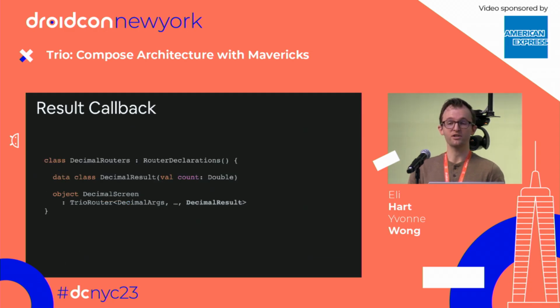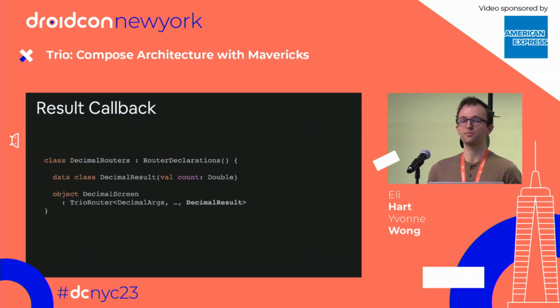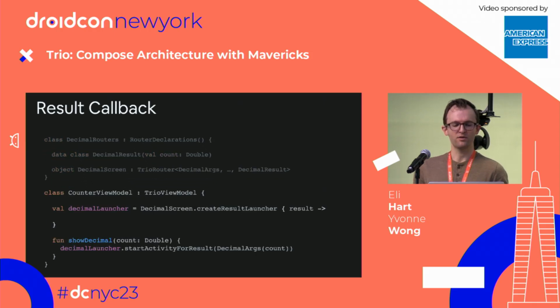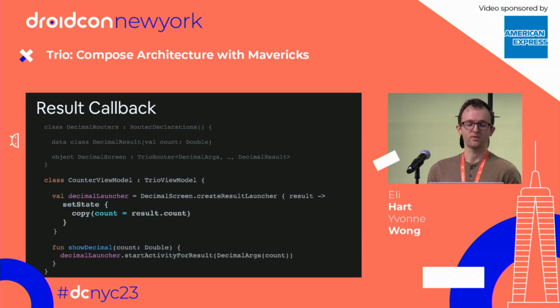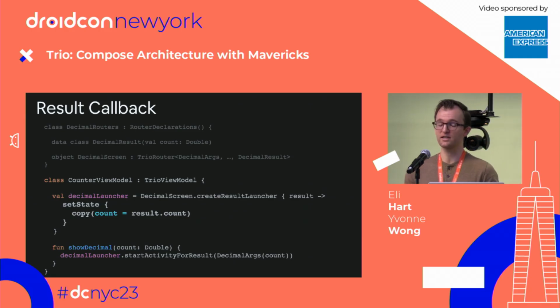We can also start activities for a result by defining a result type on the router. In the view model, we create a launcher property which is used to start the new activity. For example, if on the decimal screen the user adjusts the decimals, we could return the new count to update our state in the counter. The lambda argument to the launcher allows us to handle the result when the decimal screen returns, which we can then use to update the state. This furthers our goal of centralizing all navigation in the view model while guaranteeing type safety.